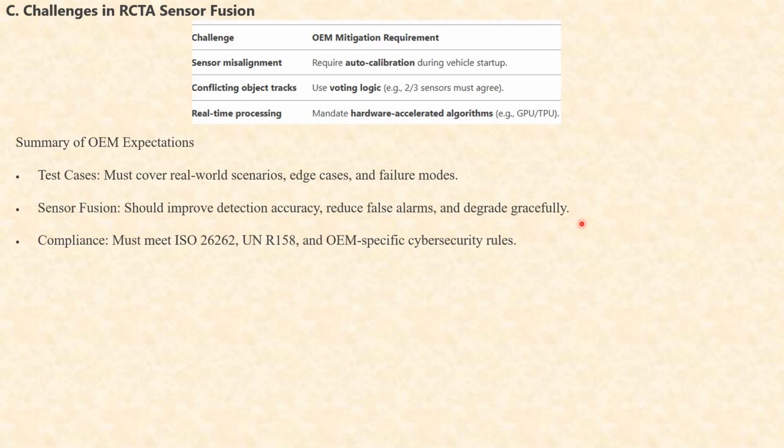And of course, compliance. Without this, the vehicle cannot be sold in the market, or the Tier 1 cannot sell to the OEM. ISO 26262, UN R15, and OEM specific cyber security rules. All these things are of extreme importance.